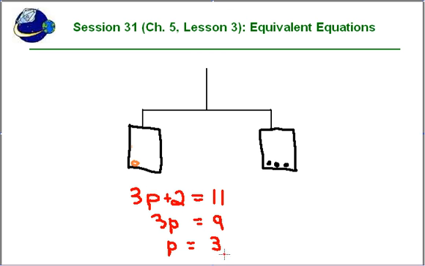Well, p is equal to 3. 3 times 3 is 9. 9 plus 2 is 11. And 11 does, in fact, equal 11. So we can see here now that the weight of each pumpkin was 3. And we solved this equation by undoing the operations that were on the same side of the equation that our variable was on, so that we could then be left in our final step with the variable all by itself.